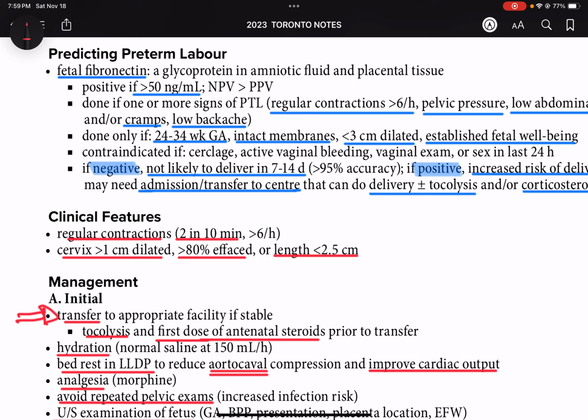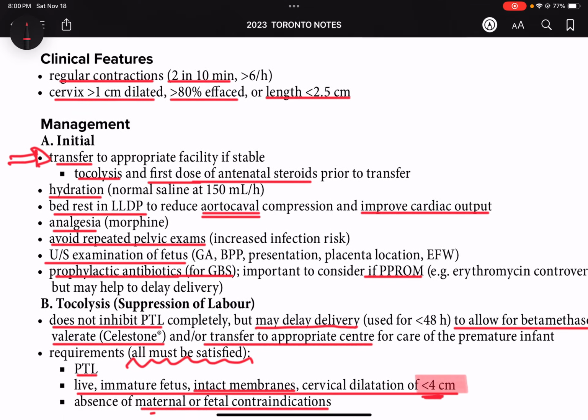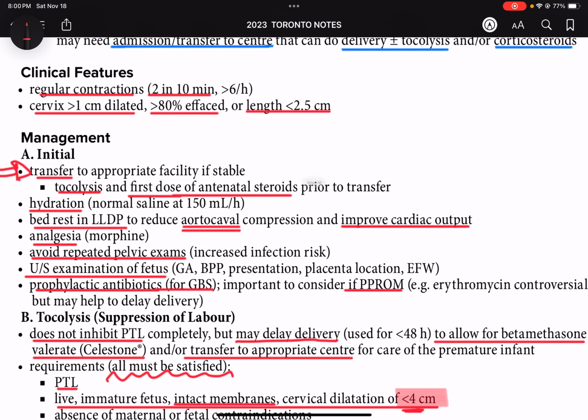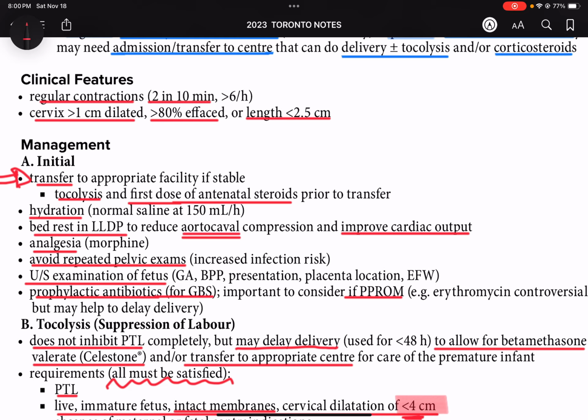So any of these: the cervical length is decreased, less than 2.5 centimeters, more than 80% effaced, and the cervix has started to dilate, more than 1 centimeter dilated, and there are regular contractions, then we could say it is labor. Okay, and how would you manage?